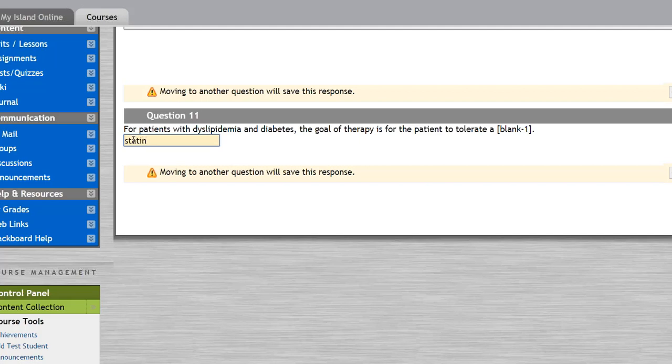So remember how some of you took this test and it was miskeyed? I mean, it still had a goal of less than 100 for LDL, but I changed the question. So you didn't get it wrong. It was my fault.